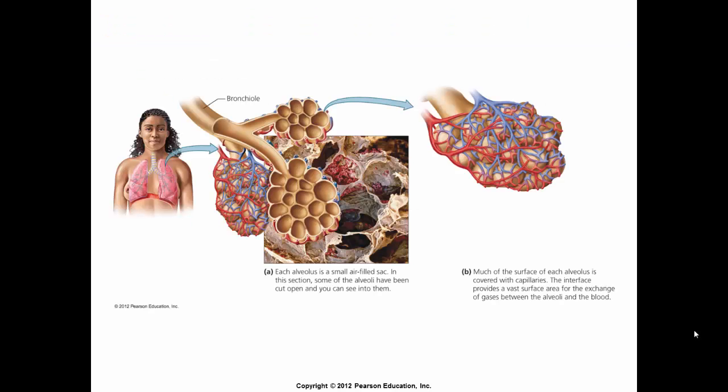And so this just shows an example of the alveoli, the small filled sacs in the lung where this exchange is going to occur. And so in B you can see the capillaries covering one alveolus, allowing for this exchange of oxygen and carbon dioxide to occur.